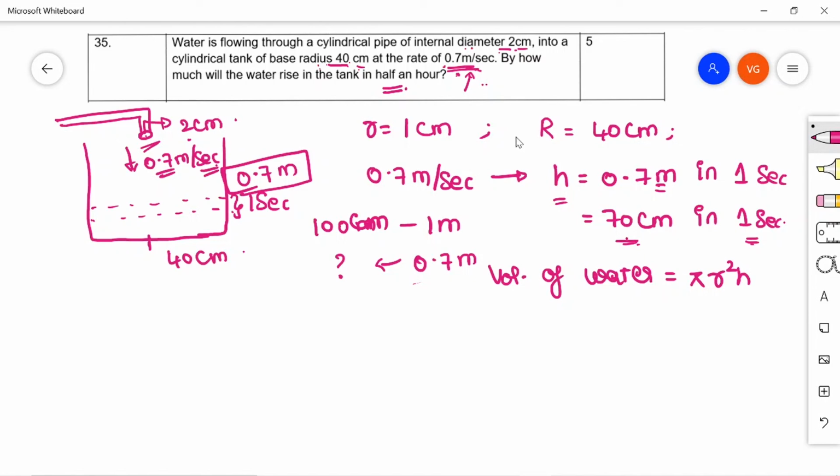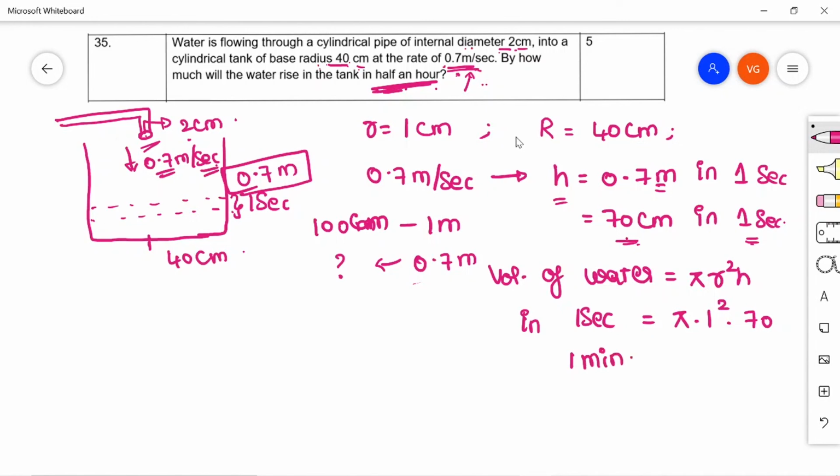Right? So pi r square h. The height raised is 70 centimeter now. So in 1 second, it will be pi into 1 square into 70. They have asked us to calculate for half an hour, which means 30 minutes. So in 1 second it is pi into 1 square into 70.